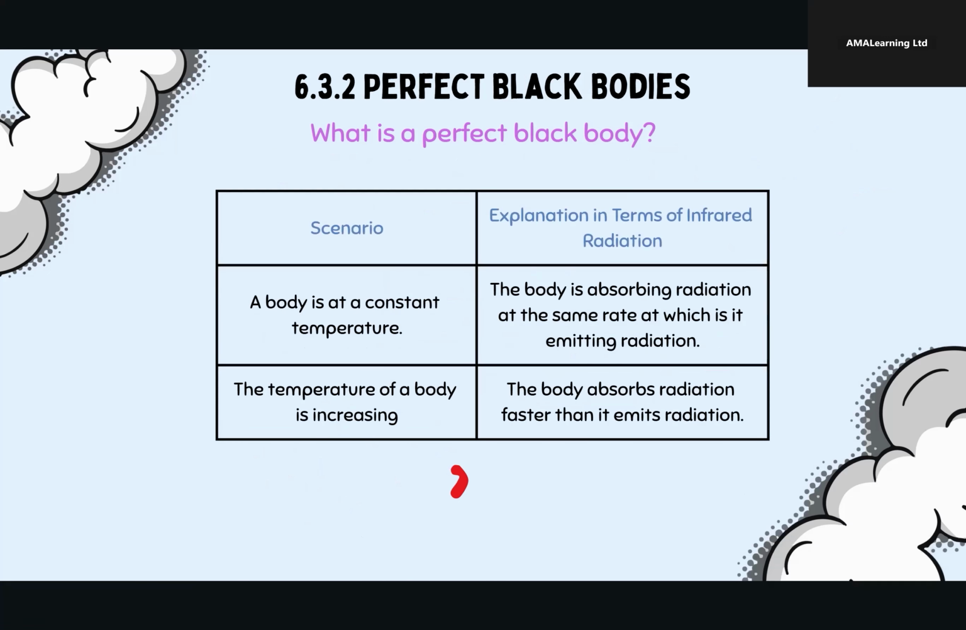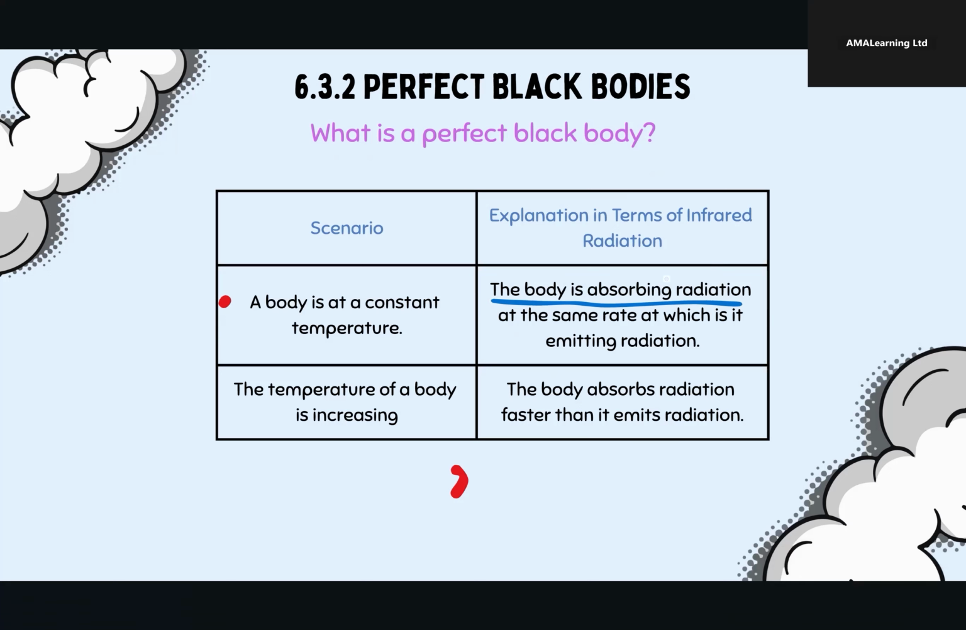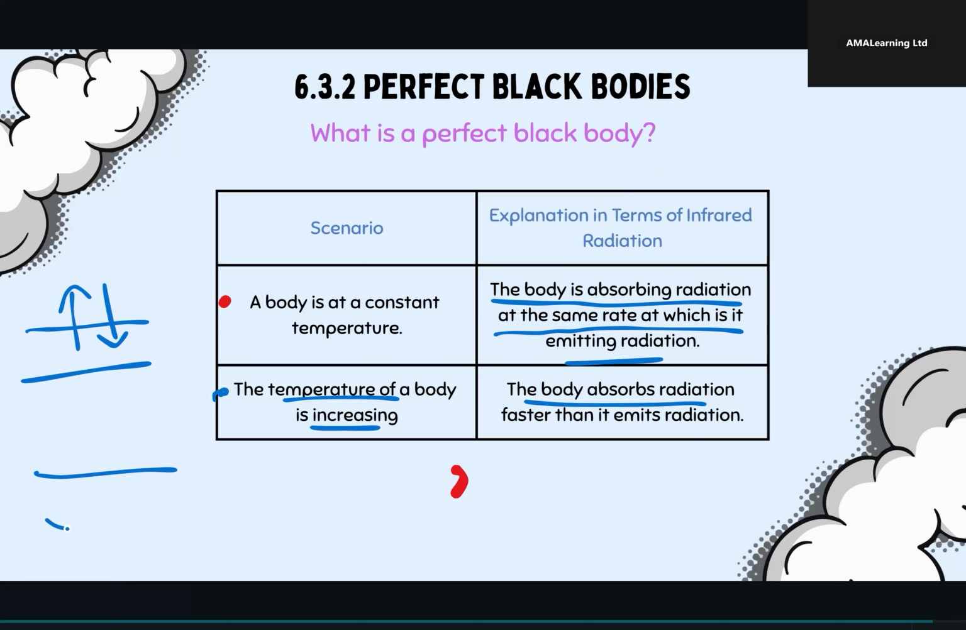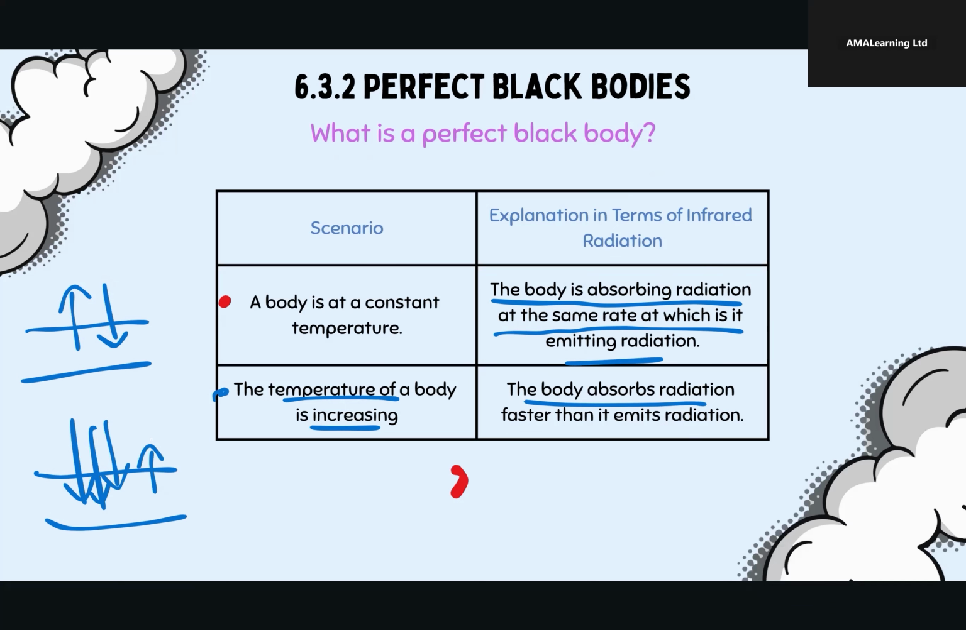So here's a scenario. A body is at a constant temperature. This means the body is absorbing radiation at the same rate at which it is emitting radiation. So if a body stays at one temperature, it means the amount of heat energy leaving is the same as the amount of heat energy entering. If the temperature of a body is increasing, it means it's absorbing radiation faster than it emits. So if you've got an object that's increasing in temperature, it's got more energy that's being absorbed and less is being emitted.